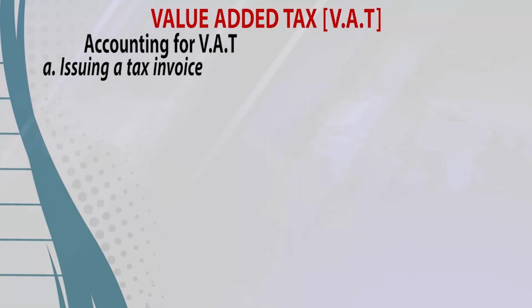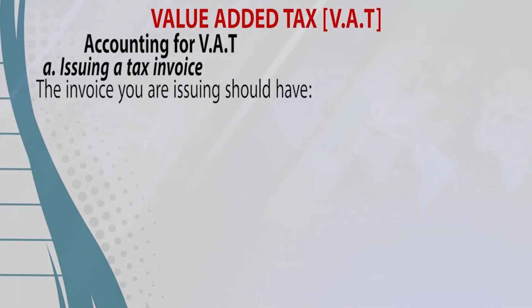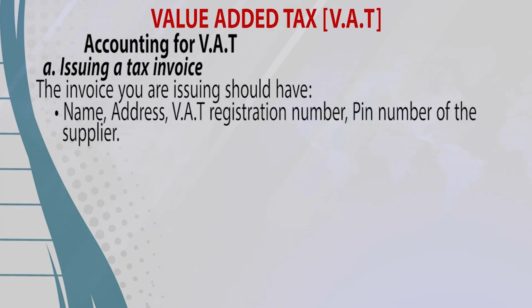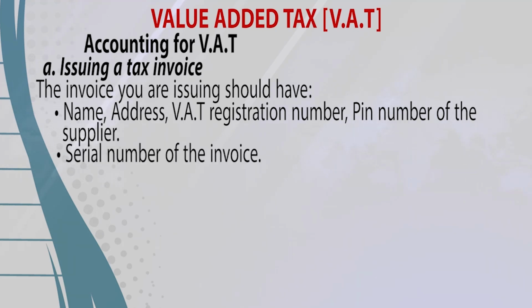So the return should have, the invoice that you're issuing should have one, name, address, VAT registration number, and PIN number of the supplier. The supplier is the business in this case. So the name of the business, the address of the business, the VAT registration number, and the PIN number of the supplier, then serial number of the invoice.